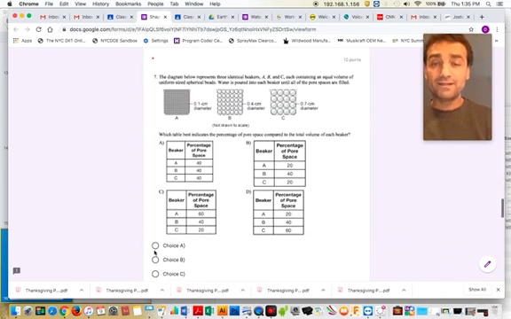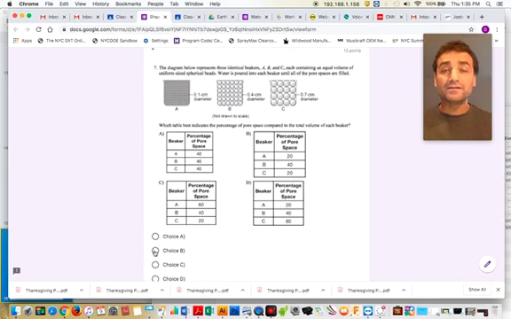Okay. Number 7, almost done. The diagram below represents 3 identical beakers, A, B, and C, each containing an equal volume of uniform-sized spherical beads. Just like the other one. Water was poured into each beaker until all the pore spaces are filled. Which table best indicates the percentage of pore space compared to the total volume of each beaker?